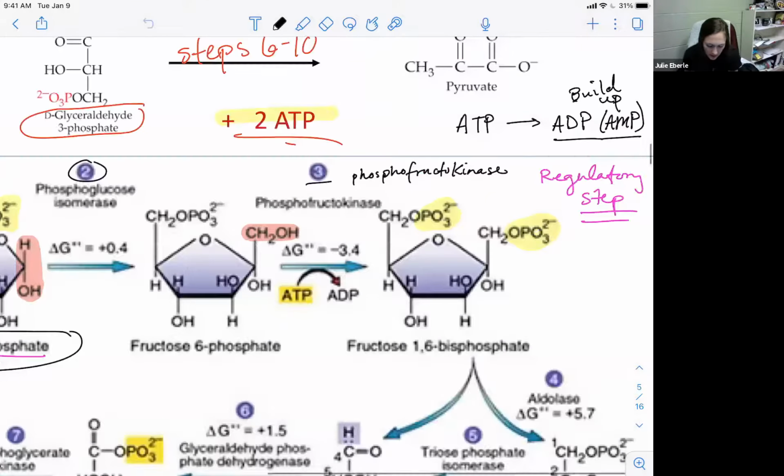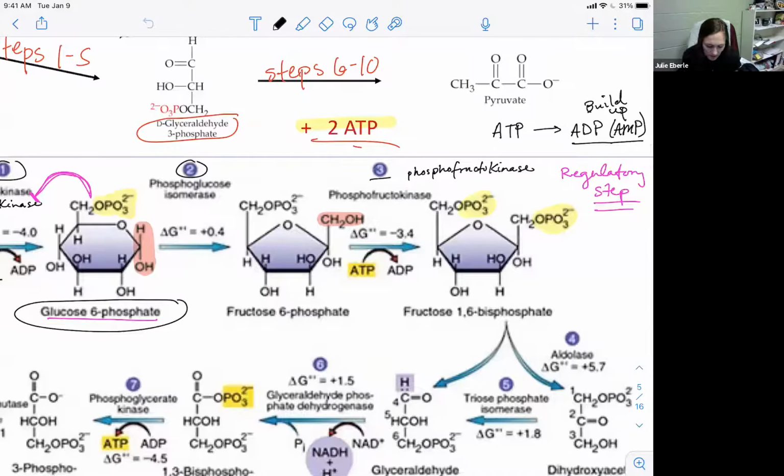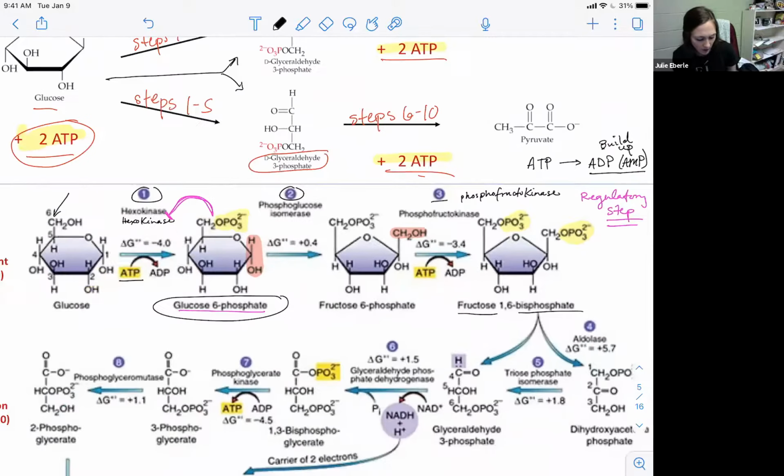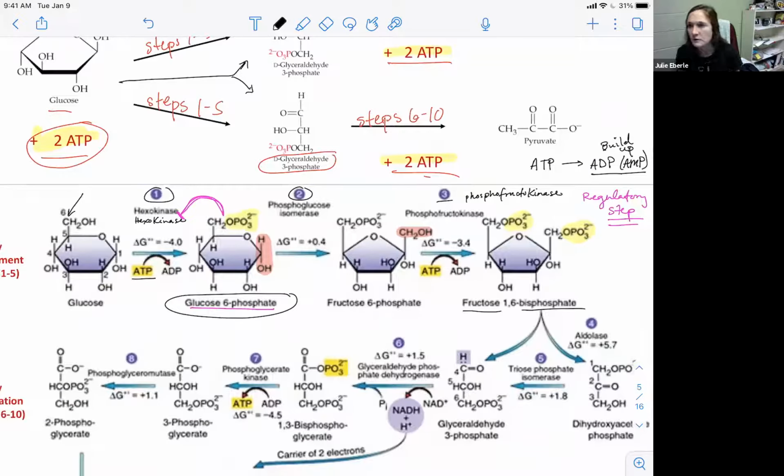Let's go back to our glycolysis. So that's step 3. And at the end of step 3, we now have a product known as fructose 1,6 bisphosphate. That's just acknowledging there's a phosphate group on carbons 1 and 6 now. Okay, questions so far on the energy investment steps?